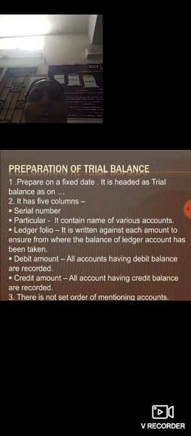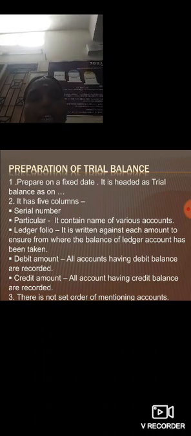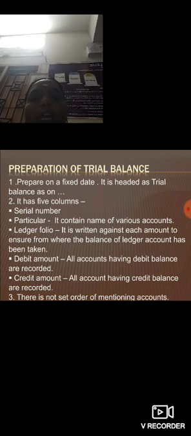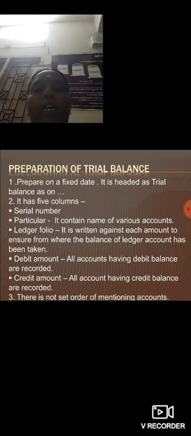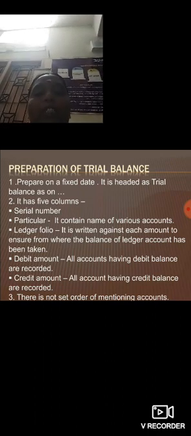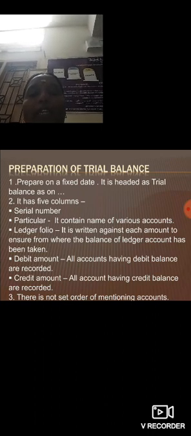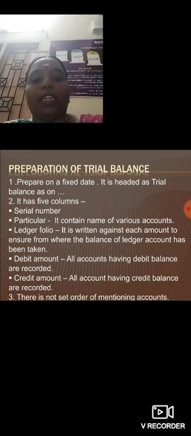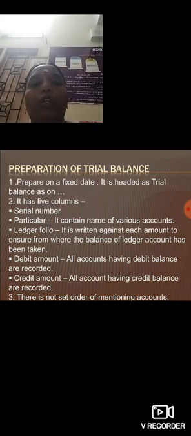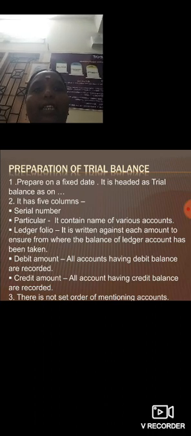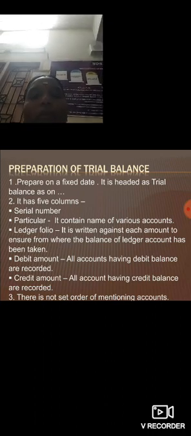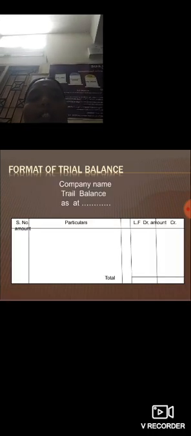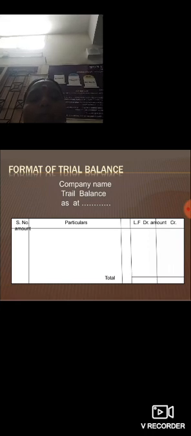In the debit column, all your accounts having a debit balance have to be entered in the debit amount column, and the credit amount column is for the credit balances; all the accounts having a credit balance will be recorded in that credit amount column. There is no set order or sequential order to enter the data. So this is the structure or format for preparing a trial balance.